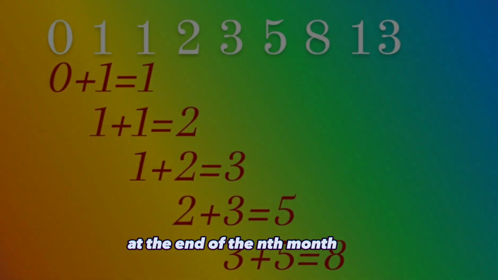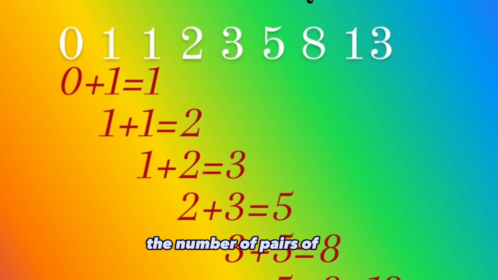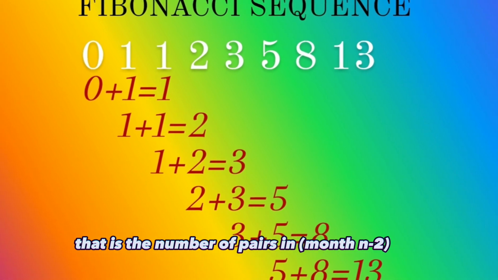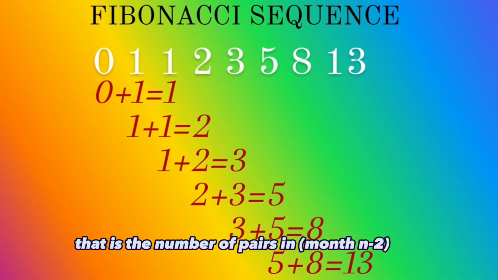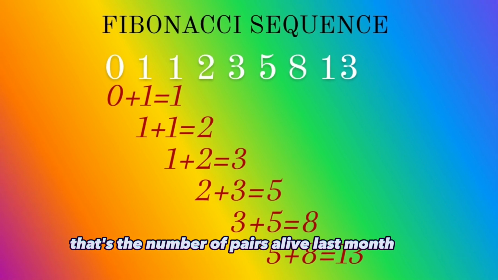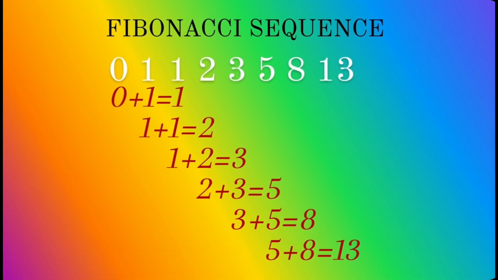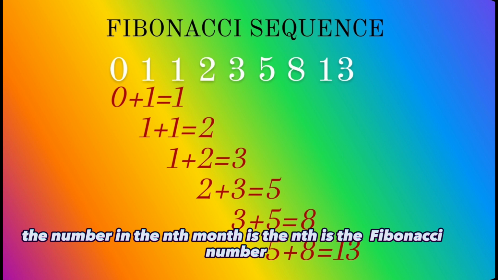At the end of the 9th month, the number of pairs of rabbits is equal to the number of mature pairs. That is the number of pairs in month n minus 2 plus the number of pairs alive last month, month n minus 1. The number in the 9th month is the 9th Fibonacci number.